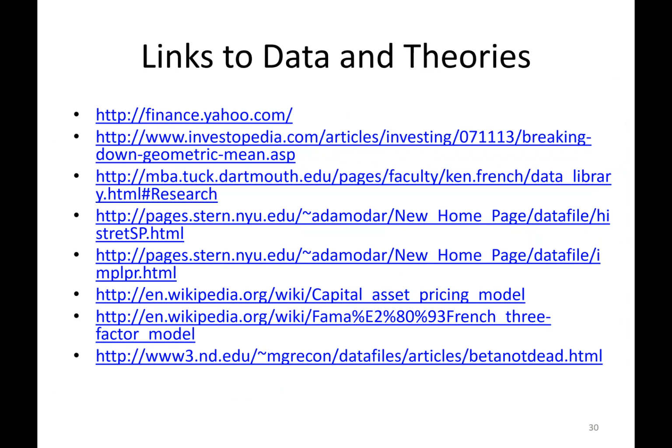Here are some links to data and some theories. So you can see here's a link to Yahoo Finance where I got my stock prices. Here are some links to some interesting articles from Investopedia and Wikipedia on looking at the CAPM and Fama-French. And here's the NYU professor's webpage to get data on expected returns or historical returns on stocks and bonds. Here's Ken French's website to get data on Fama-French, and so on.